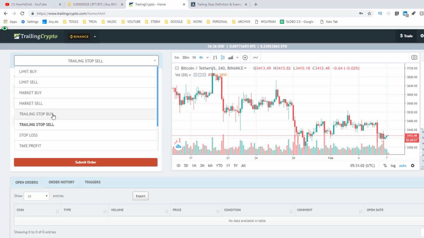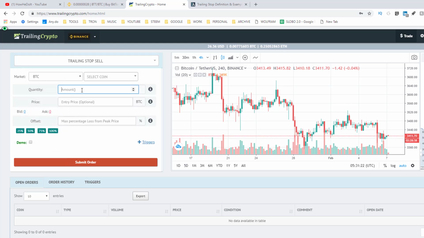So why would you want to do some of these orders? Well, number one, when you put an order in, everyone sees that order. With this, the order doesn't go in until it hits your stop or activation price. So for instance, let's say that I wanted a trailing stop sell.